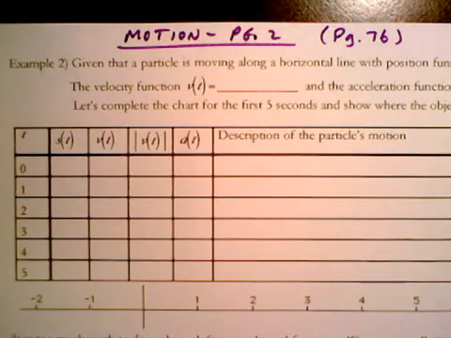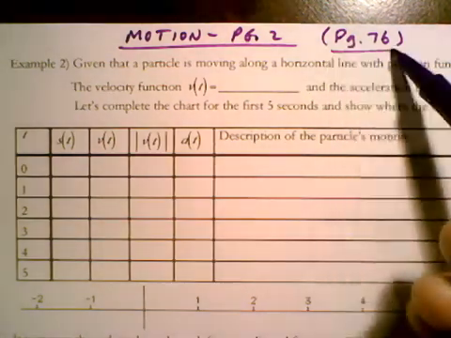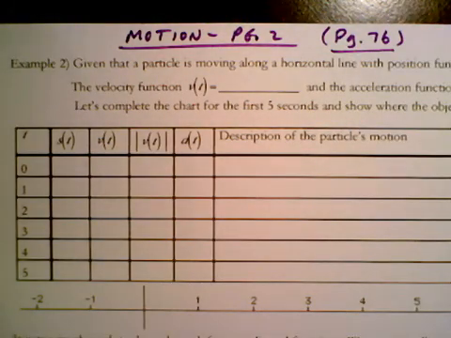Example number 2. Oh, by the way, here we are on motion page 2, or if you look down at the bottom of the page, you should see a number 76 down there. It's page 2 in our packet, but 76 at the bottom.